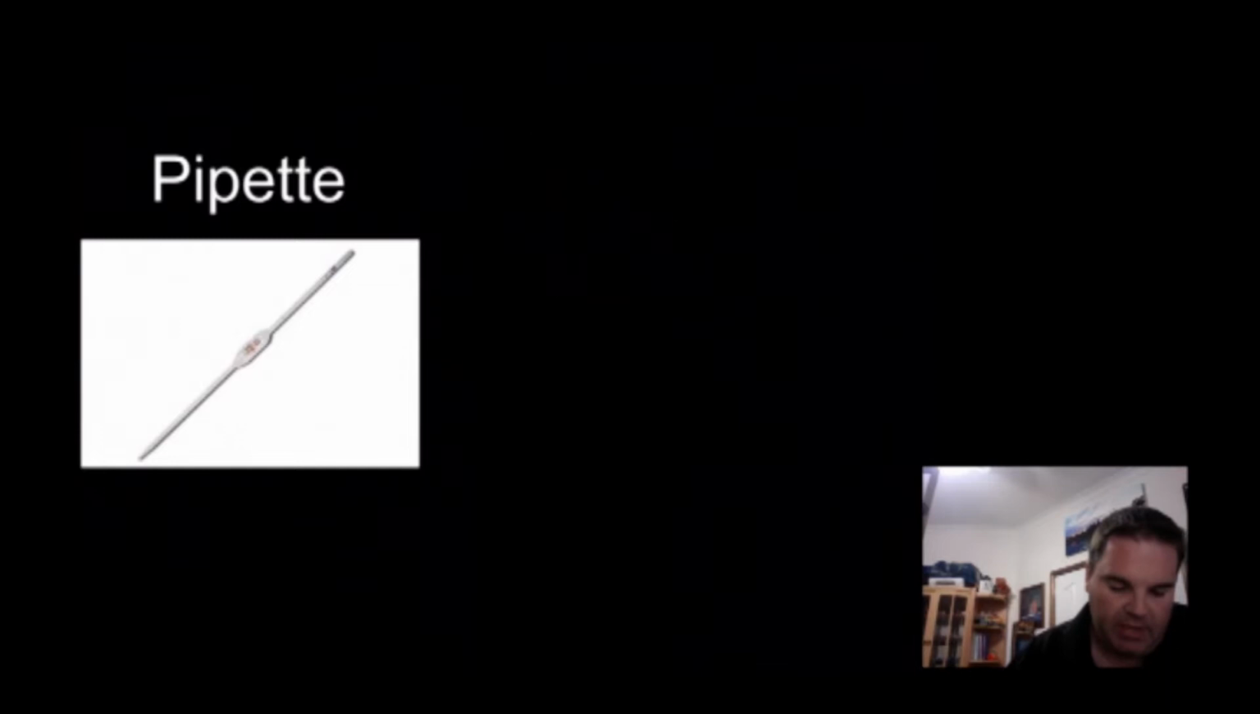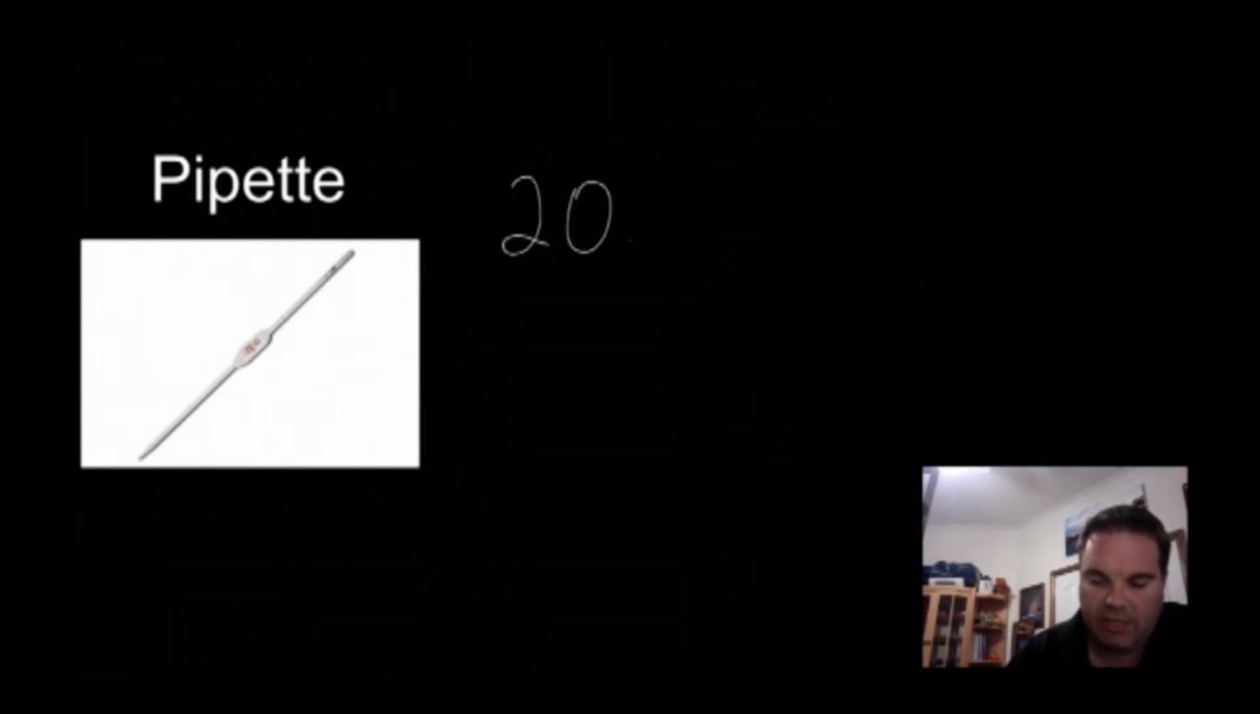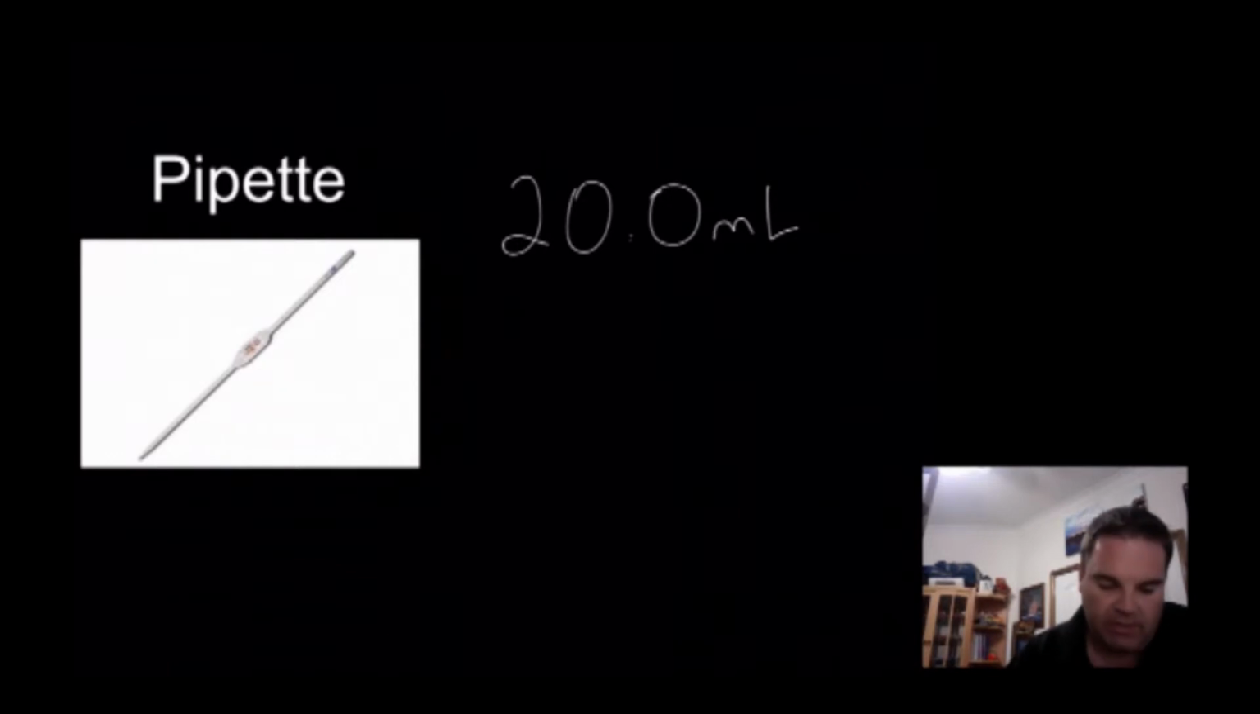Pipettes that you commonly use are ones that contain 20.0 milliliters. These ones are often to 3 significant figures, whether they're 25, 20, or 10 mil, they go to 1 decimal place, so 3 significant figures.